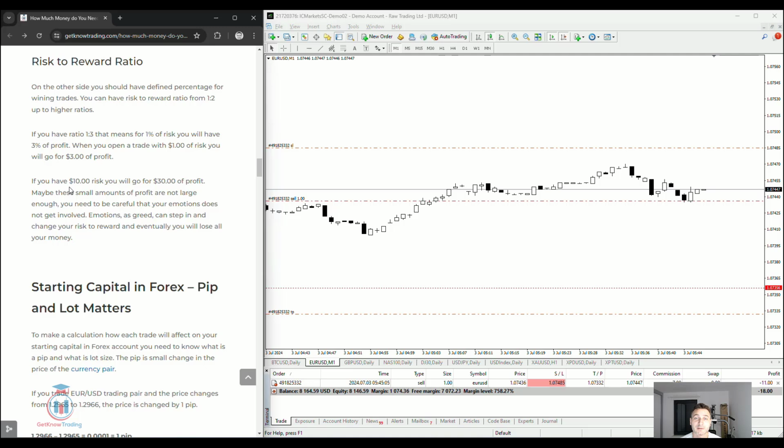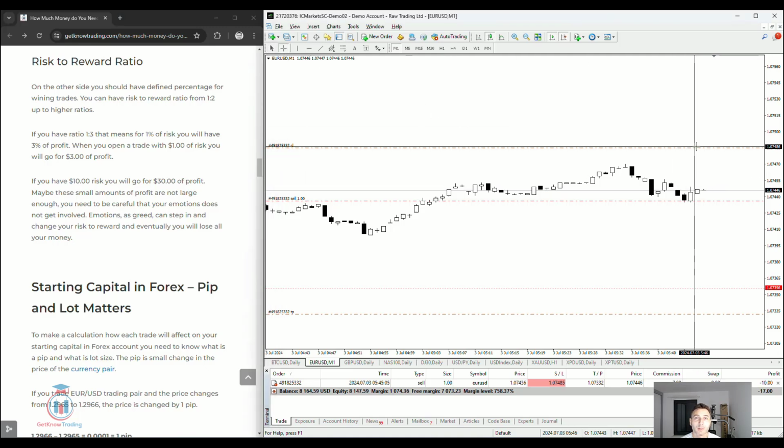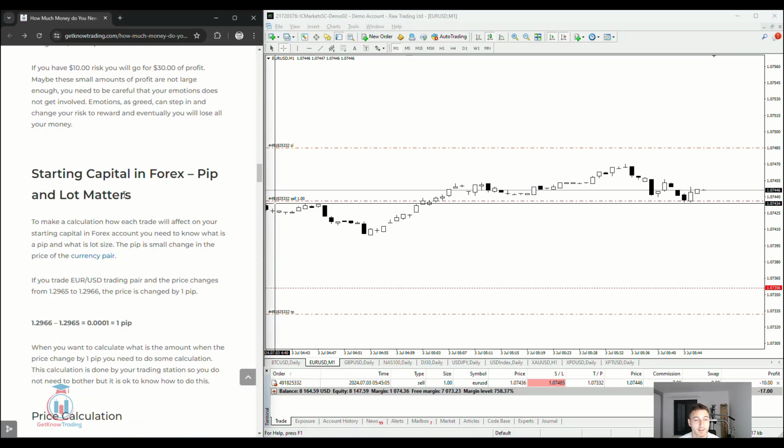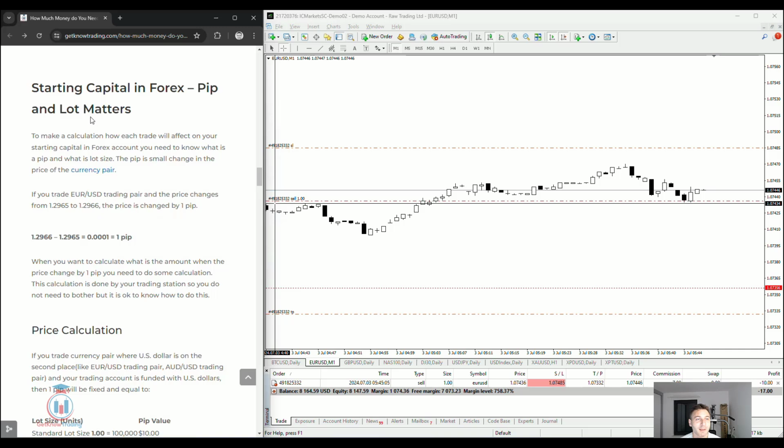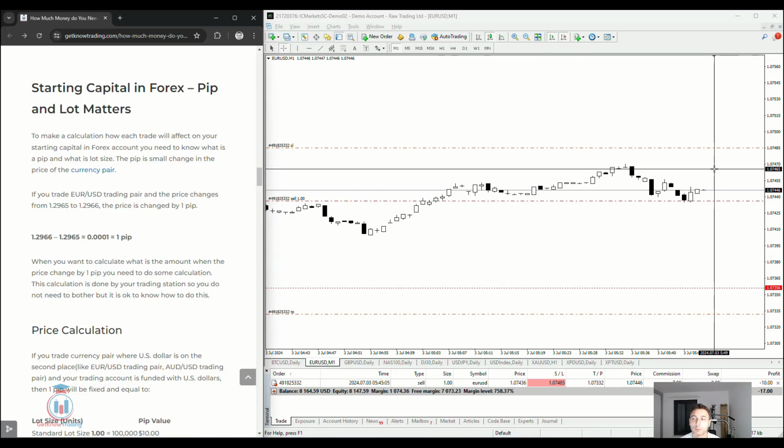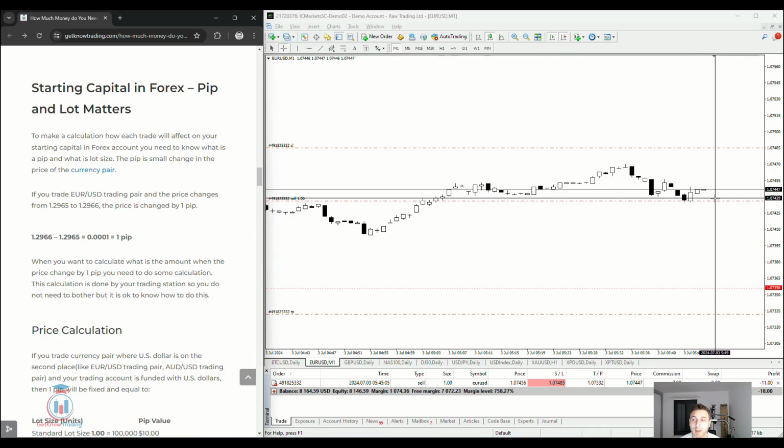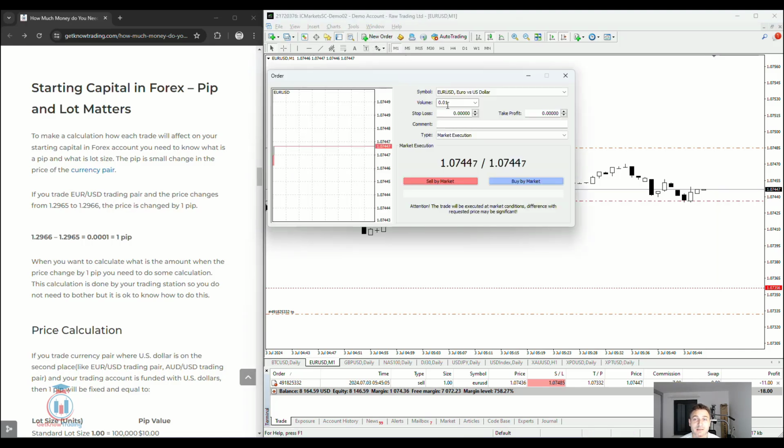Very important risk management: always protect your trading account and always have a stop loss, which should not be more than 1% if possible. Now, starting capital, pip and lot matter. This is something I have already explained at the beginning. When you have 1 pip, which is the number 10 here, it can be valued at $10, $1, $0.1. Everything depends on and is defined by this volume, which is also called lot size.